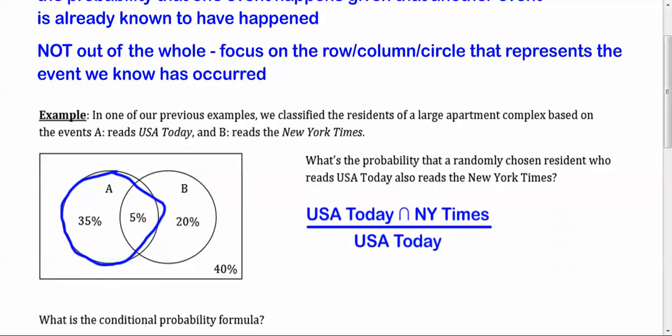There's 40% probability of being in the circle, and then there's 5% that you're going to be reading USA Today and the New York Times. So it's going to be 5% out of the 40% that are in the circle. Again, it's not 5% out of everybody, it's just out of those that are already in that particular circle. So again, that's going to be 5% out of 40%.